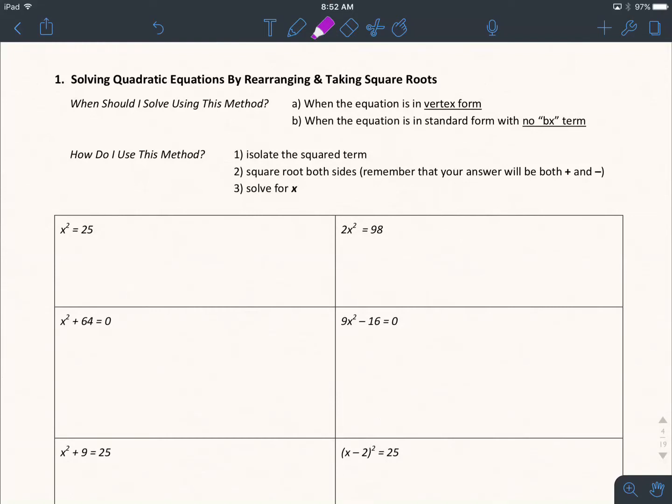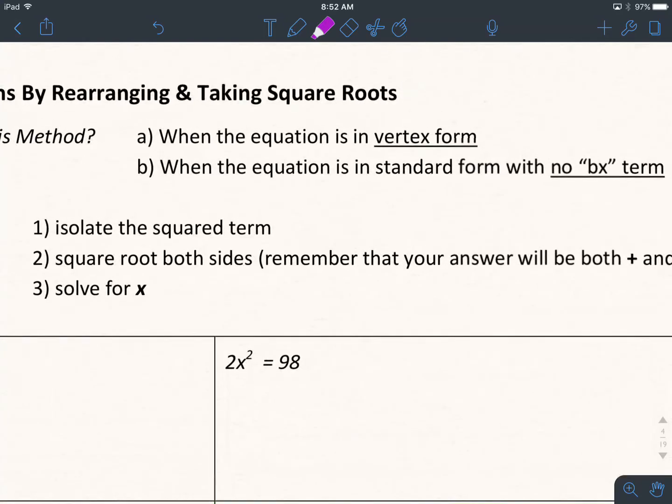So to the examples. First thing I want to note is when might you use rearranging and taking square roots as a way of finding the solutions for quadratic equations. Here are the times when you would use rearranging or taking square roots.